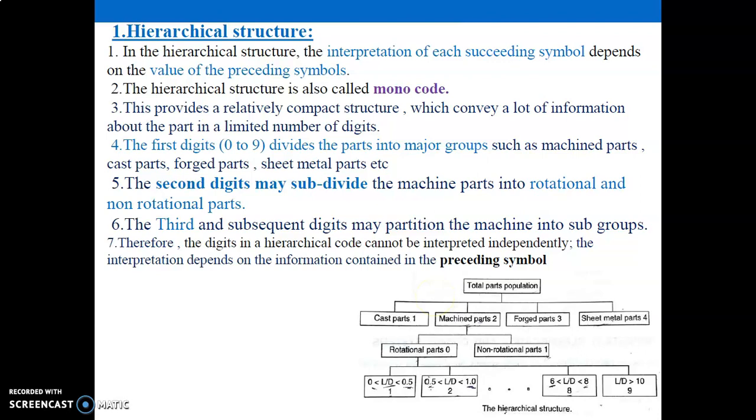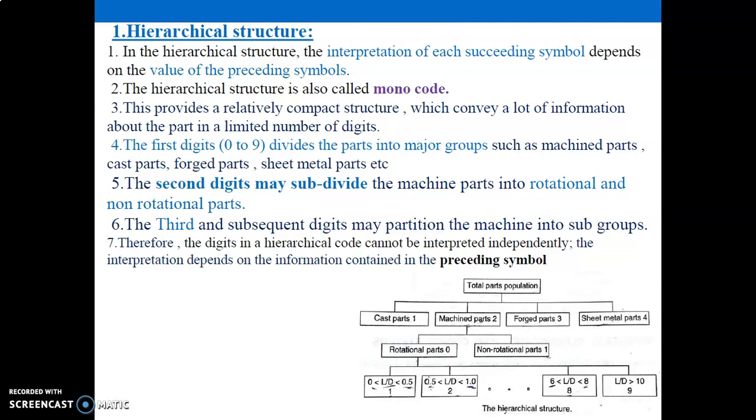You can see the hierarchical structure. In this structure, the interpretation of each succeeding symbol depends on the value of the preceding symbol. So hierarchy means what? The second should depend on the first, and the third should depend on the second. So when you interpret any succeeding symbol, it should be followed by the preceding symbol. The hierarchical structure is also known as the monocode.